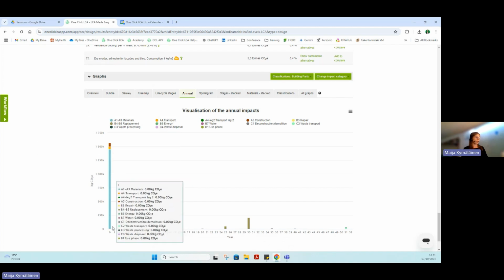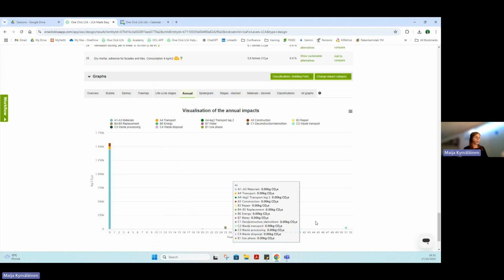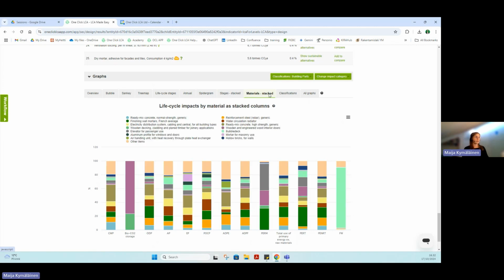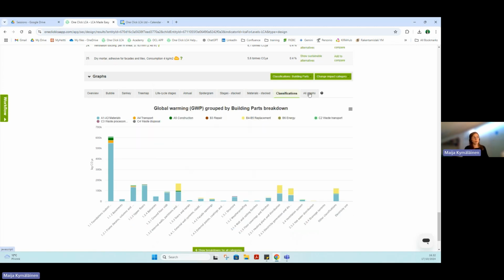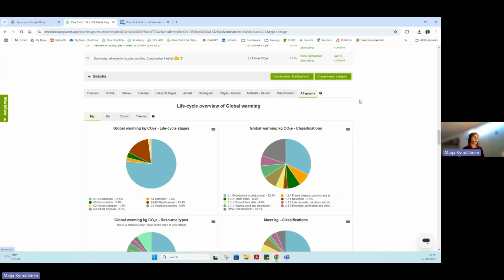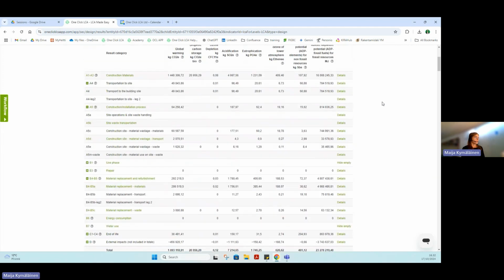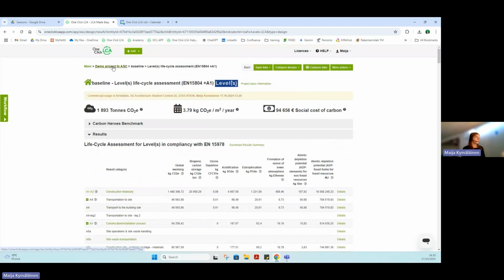We don't have any operational impacts, so that's why this looks like this. Otherwise, we would have these annual operational impacts shown here as well. So yeah, a lot of visualizations that you can use. And if there is something that you need but you don't have, you always have the option to export the Excel and then make your own graphs from there. Yeah, I think that was pretty much it from this part.